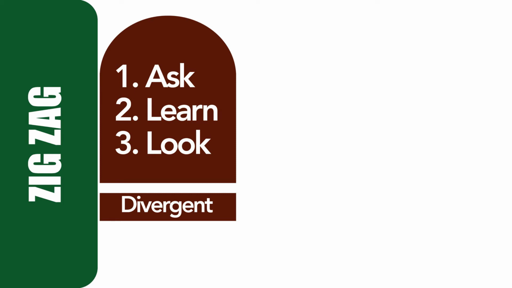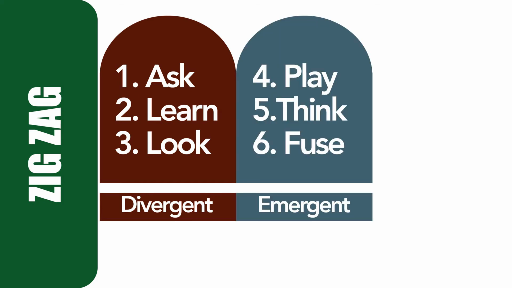In his recent book, Zigzag, he goes through these 8 steps. The first 3, ask, learn, and look, really follow a process of divergence. Ask refers to finding and formulating the problem. Learn, acquire knowledge relevant to the problem. And look, gather a broad range of potentially related information. His next 3 steps really relate to emergence. Play, take time off for incubation. Think, generate a large variety of ideas. Fuse, combine those ideas in unexpected ways.